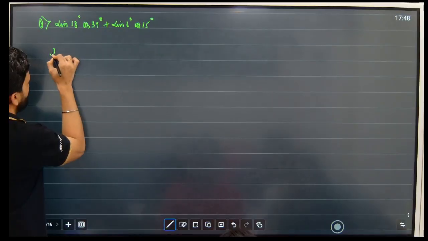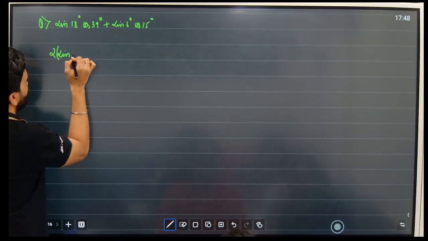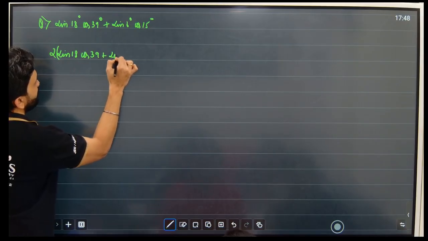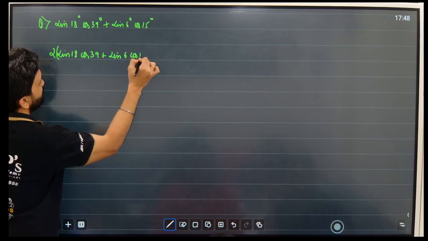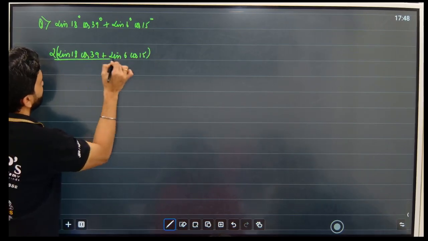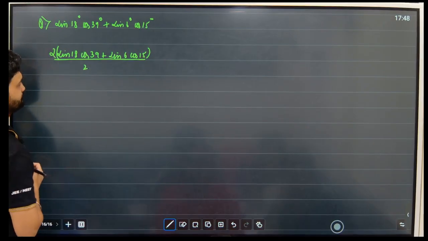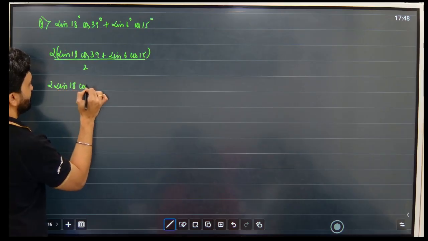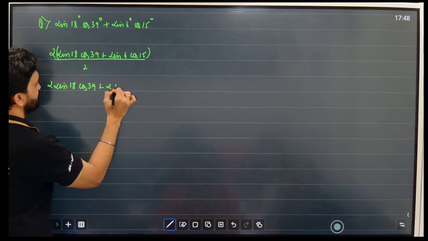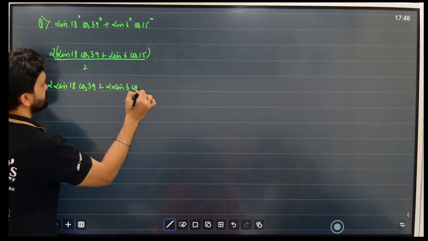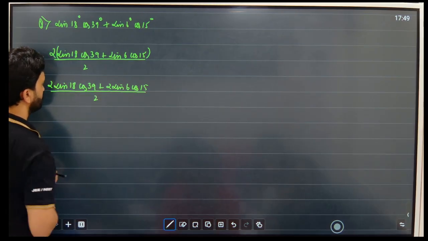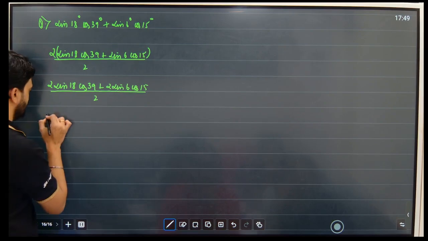This looks like 2 sine a cos b, but 2 is missing. So what I'm going to do is multiply the numerator and denominator by 2. So this becomes 2 sine 18 cos 39 plus 2 sine 6 cos 15, the whole upon 2. 2 sine a cos b.